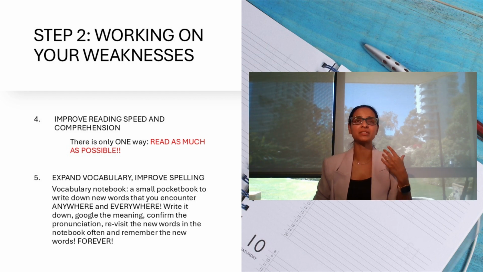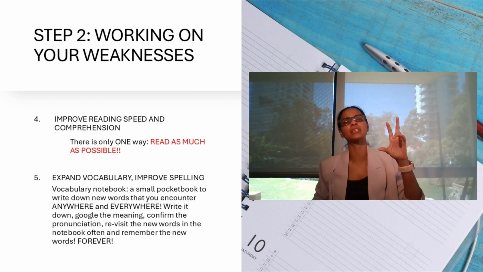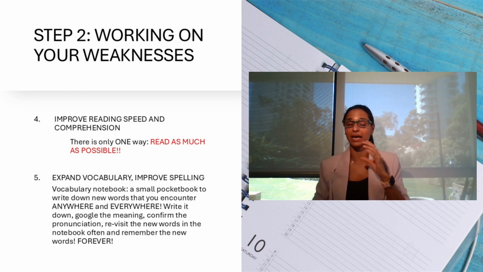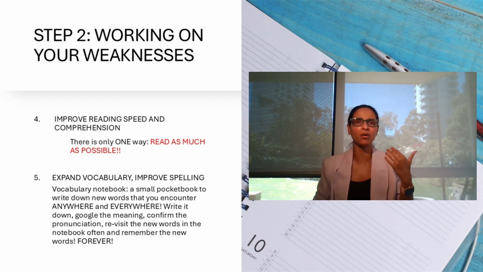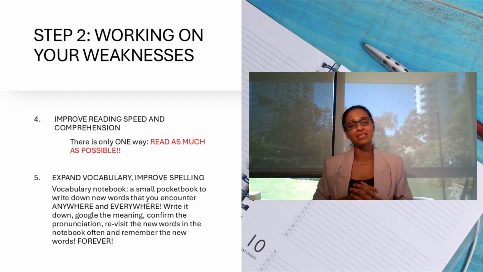Okay? If you take forever to process a reading and writing fill in the blanks passage, and it is difficult, you're spending more than 3 minutes each time, you know for sure that your reading speed and comprehension is poor. Okay? On top of that, those questions are made even more difficult if your vocabulary and spelling are very limited.